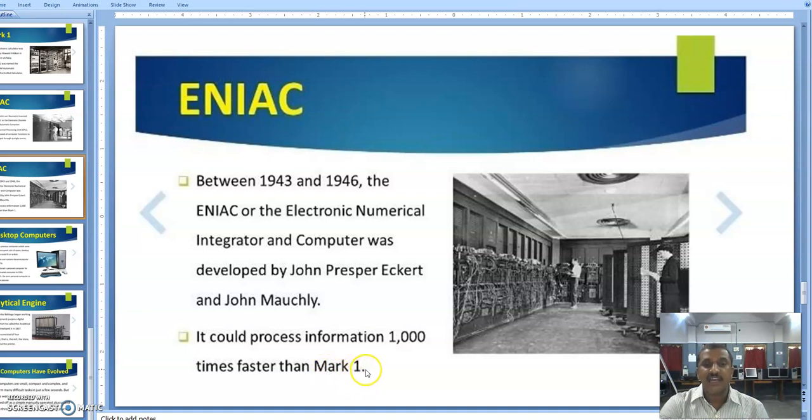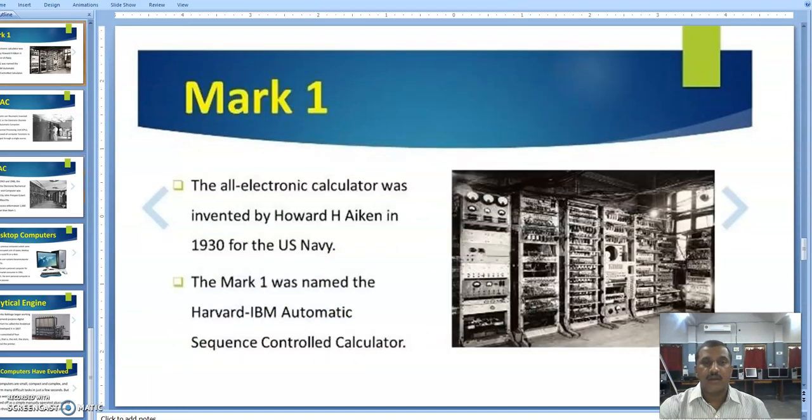Here Mark 1 is also one of the computers developed before that, and it was developed by a famous scientist named Howard H. Aiken. Mark 1 is also an electronic calculator. It was invented by Howard H. Aiken. So the ENIAC is 1000 times faster in calculations than the Mark 1.